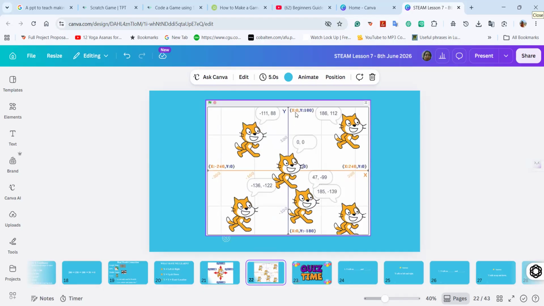Can you see the coordinates written in brackets? All the coordinates are written in brackets. Remember, it is never written 0, 0 just like that. Always in brackets. Okay? So we have already learned this, so I don't want to waste time on that.